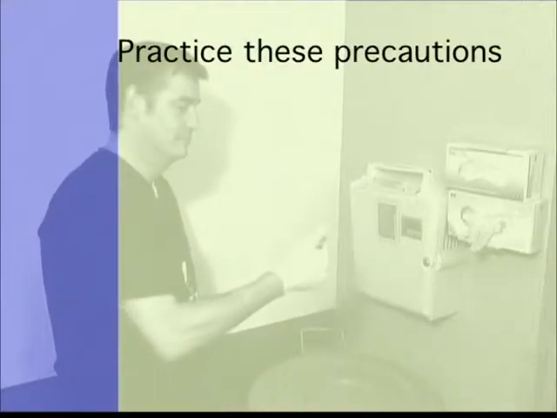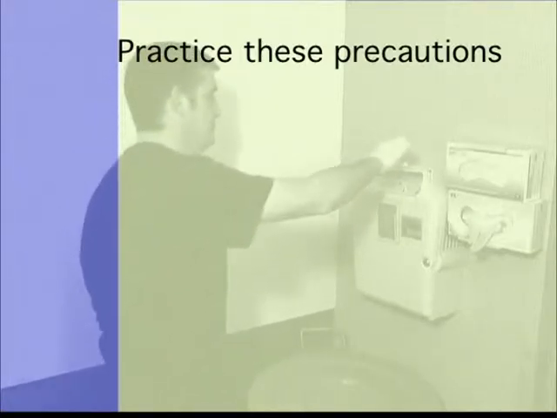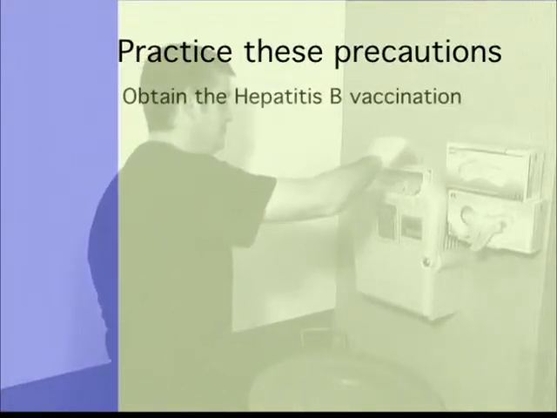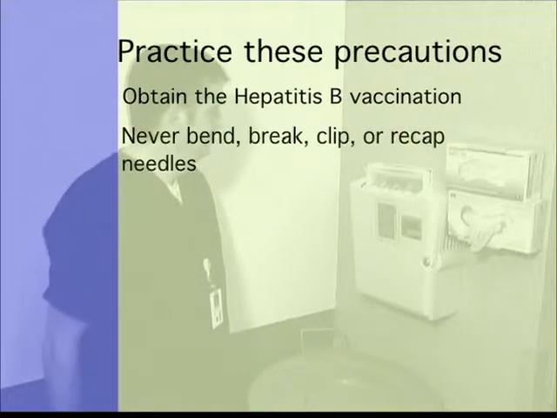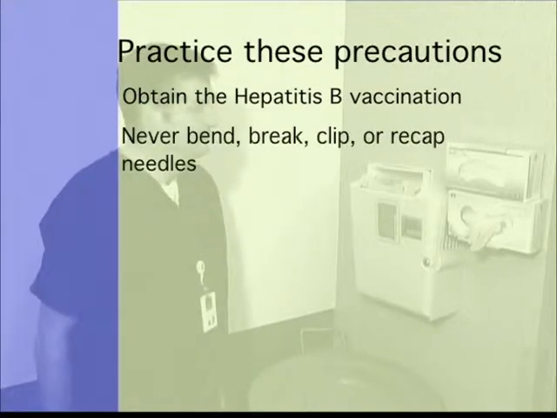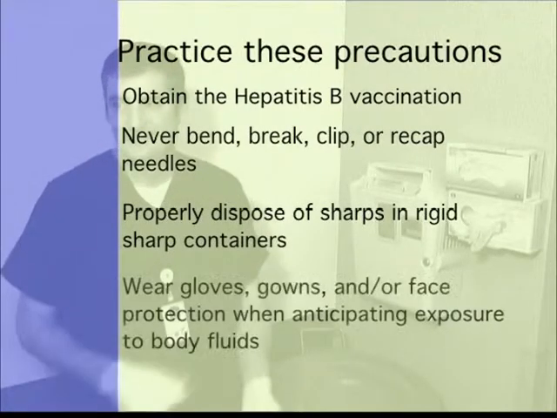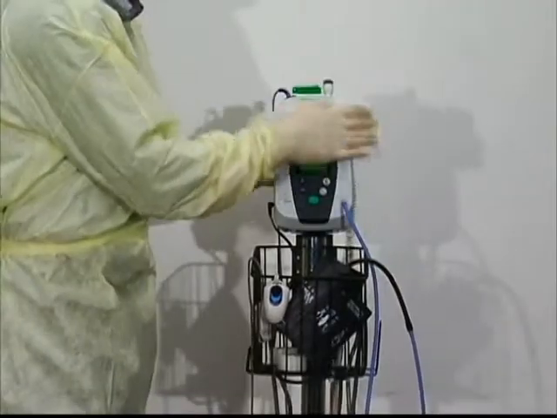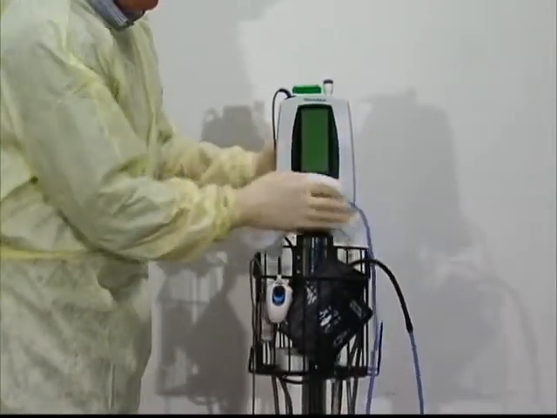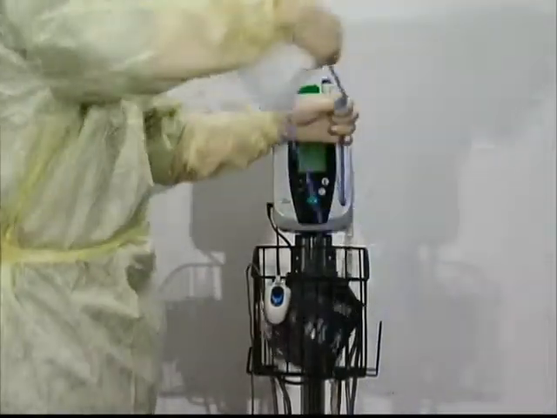To prevent exposure or infection from blood-borne pathogens, conscientiously practice these precautions. Obtain the hepatitis B vaccination. Never bend, break, clip, or recap needles. Properly dispose of sharps in rigid sharp containers. Wear gloves, gowns, and/or face protection when anticipating exposure to body fluid. When possible, limit the use of non-critical care equipment to a single patient. Properly disinfect patient care equipment between patients.